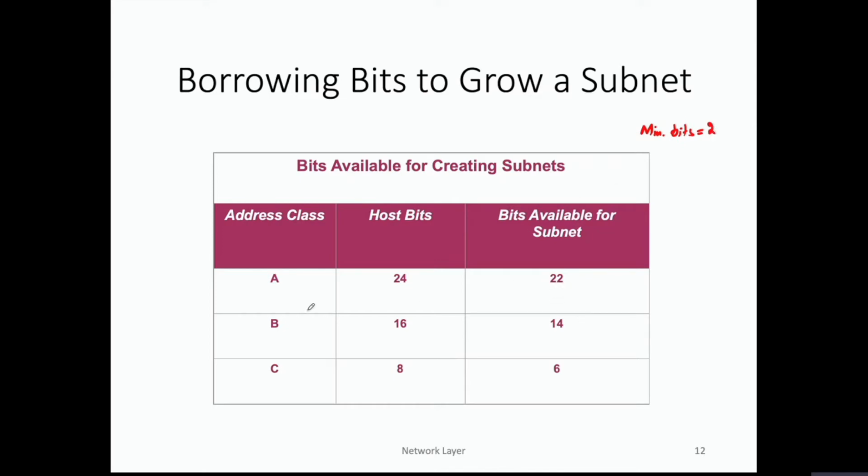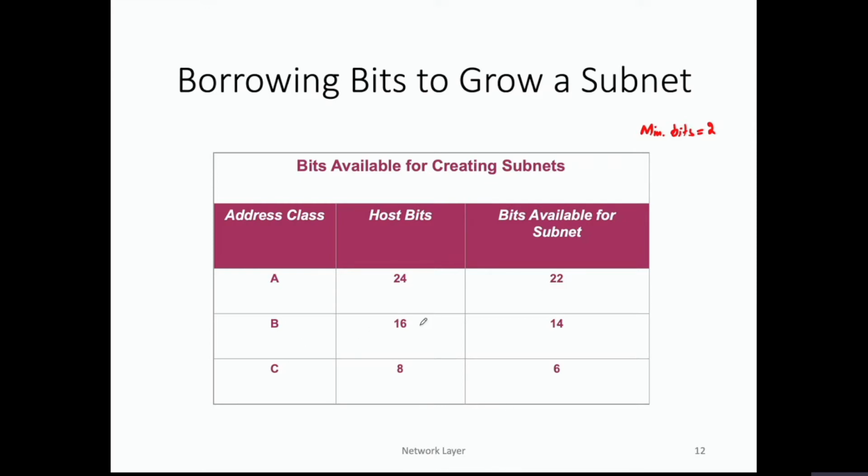For example, in class A, we have 24 bits. We have to leave 2 bits for the network and broadcast address. So we cannot borrow all of these 24 bits. The maximum number of bits that we can borrow for the subnetting process is 22.